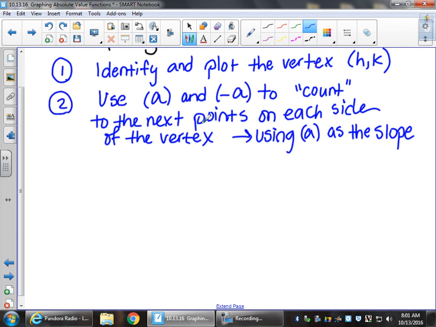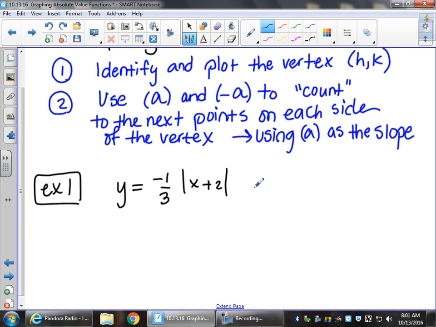So I do have a graphing example, but that I'll hand out in a second. Let's just consider a rough sketch. That's it, by the way. These are the only 2 steps. That's it. See, I said it was going to be awesome. Example 1. Y equals negative 1/3 absolute value of x plus 2, plus 1. What do I need to identify first? What is the vertex? Careful. Negative 2, comma 1.